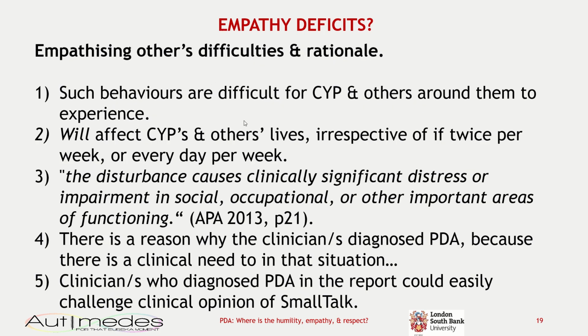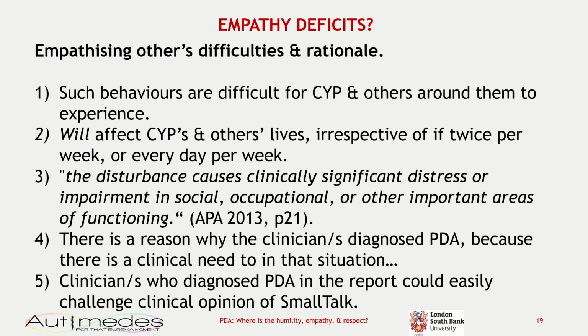Which is what I say here. So yeah, these will affect other people's lives, irrespective of the frequency of how many times it's expressed per week. It's also quite important because the DSM-5, which is the main American Diagnostic Manual, acknowledges that it's problematic working out when a feature has become pathological.